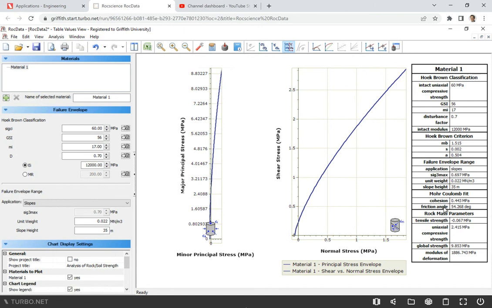So that's how we use reference data in RocData. It's pretty simple. Everything is already built in. We just need to find the right parameters. But again, remember that it's an estimation. That's not very precise data, but at least it will give you some idea about the strengths.